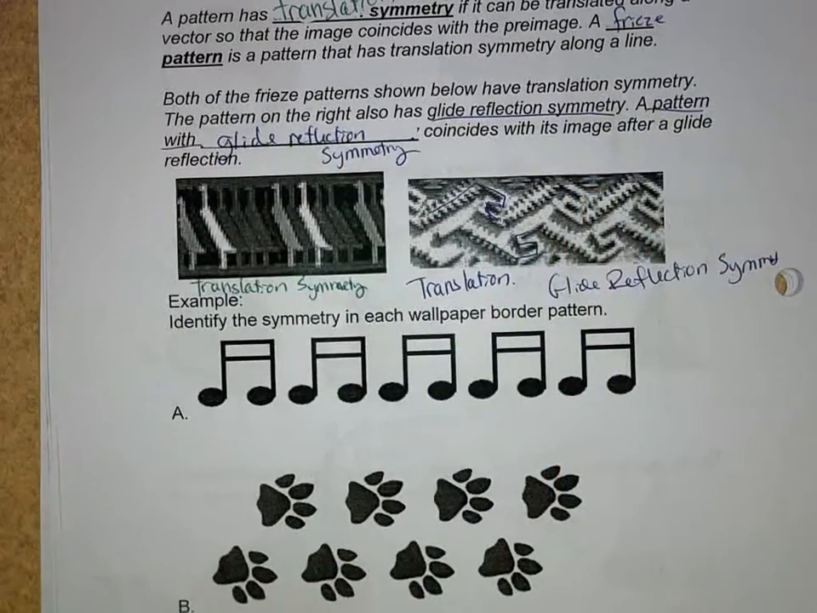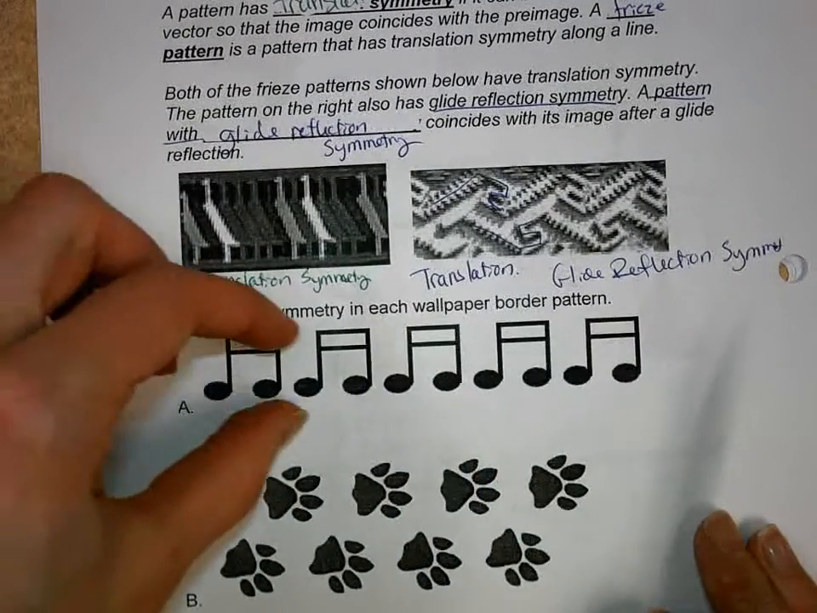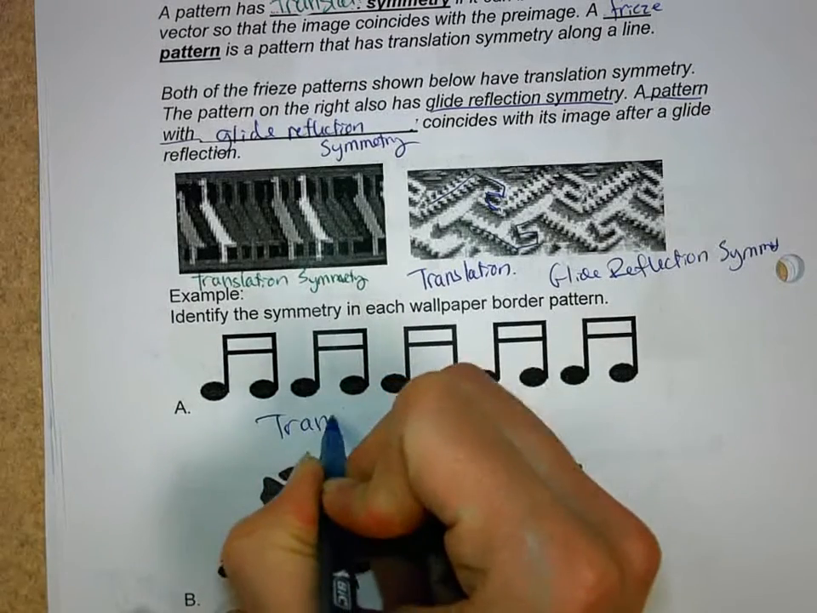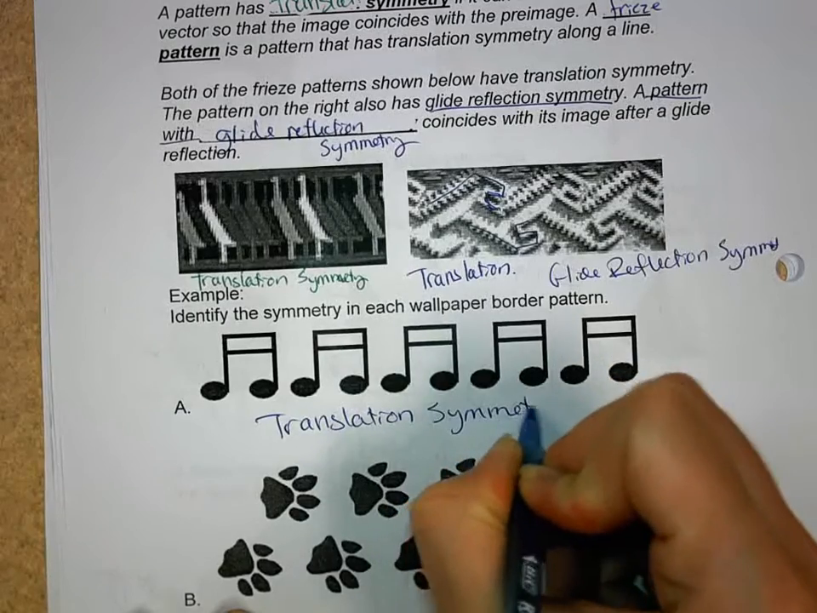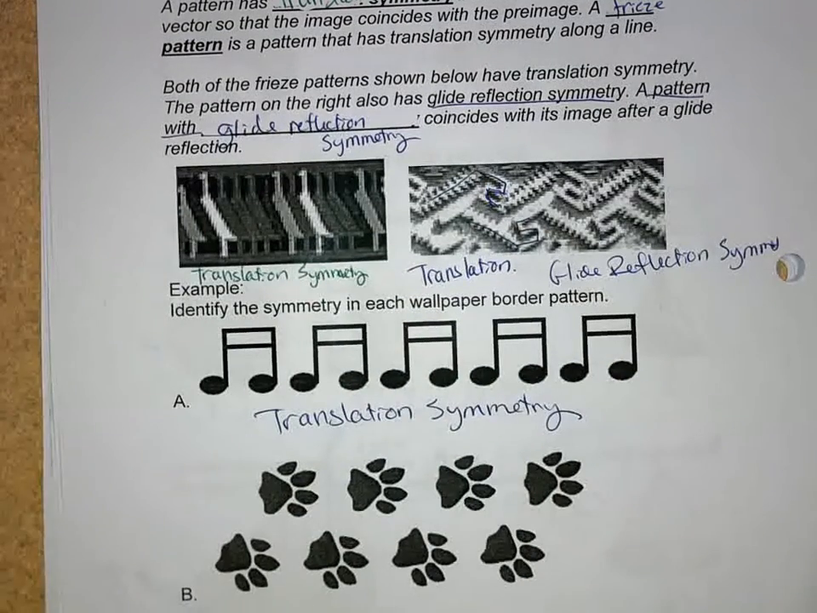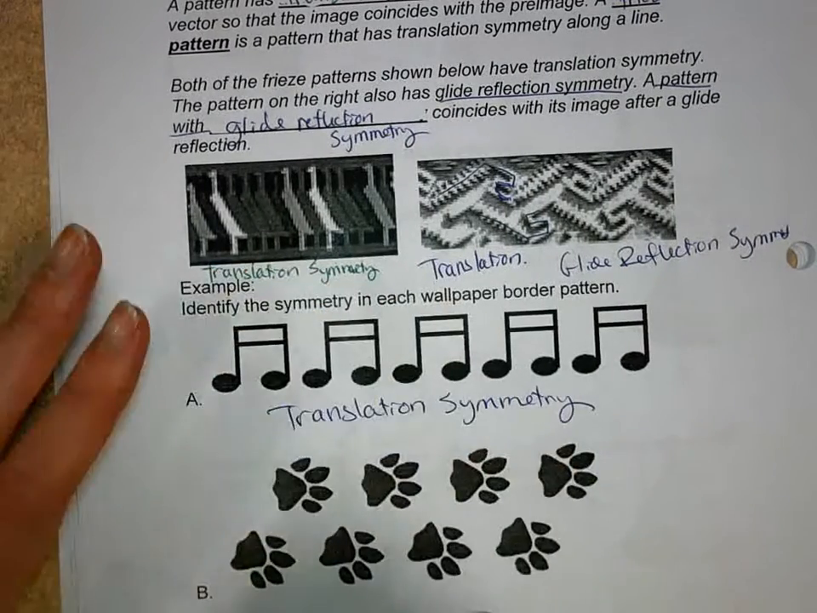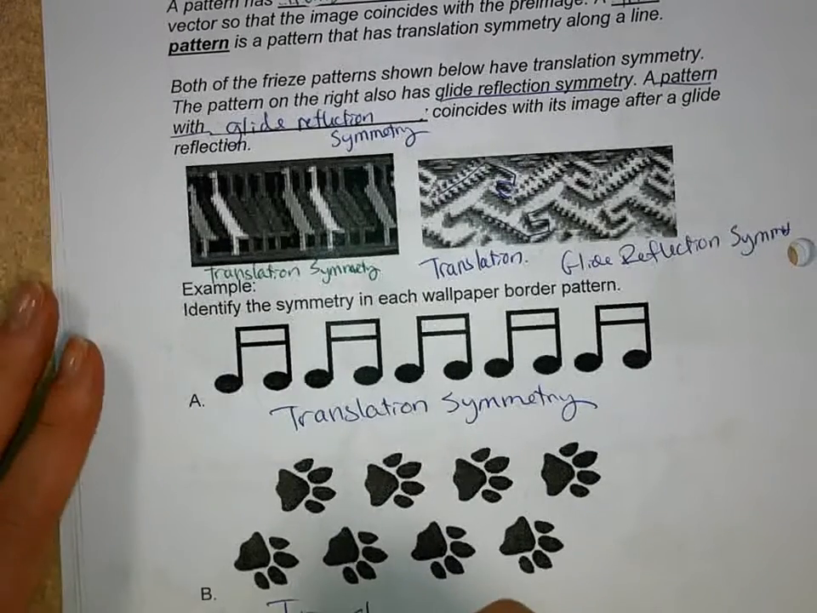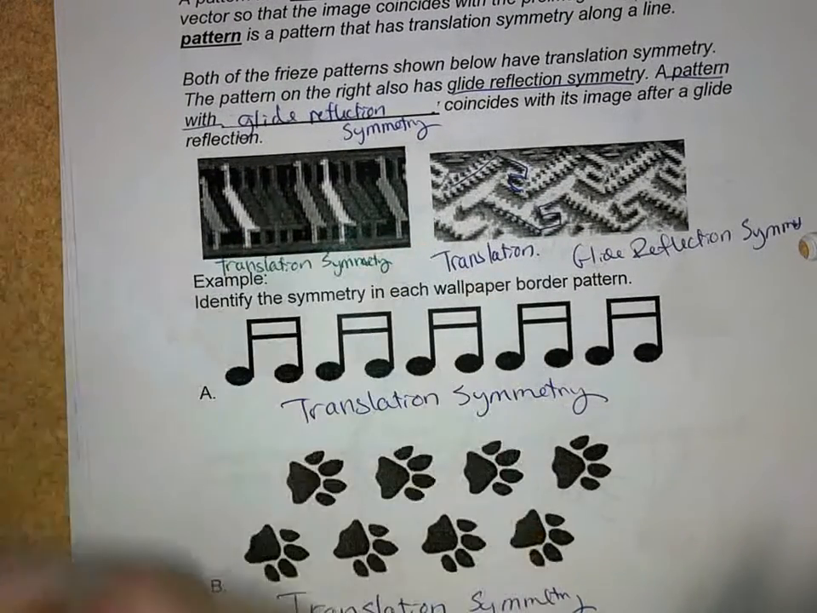So here's some of our identification stuff when you work with it. What is being repeated here? Over and over, this note, over and over and over again. So that would be considered a translation symmetry because I just translated the same thing over and over again to get that same pattern. Now on this next one, it's also a translation symmetry. Notice to get a glide reflection, you're going to be translation symmetry. So we have translation symmetry. And I just keep continuing over.